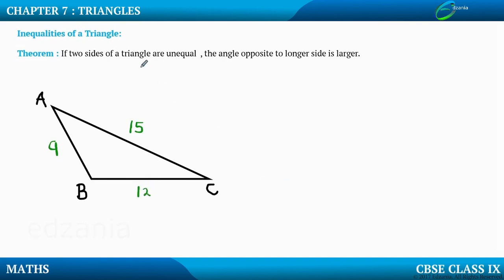Now, if two sides of a triangle are unequal, then the angle opposite to the longer side is larger. If two sides of a triangle are unequal, if you observe this properly, there are three sides basically. This triangle has three sides, AB, BC, and AC. Clearly see that AB is 9, BC is 12, and AC is 15.